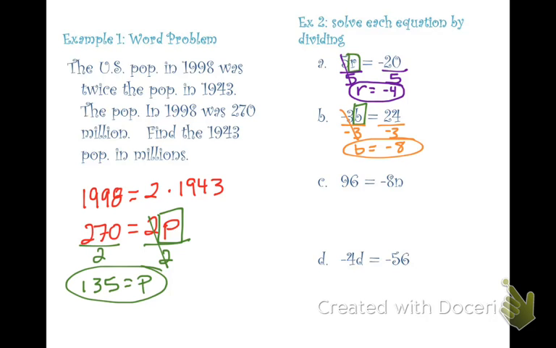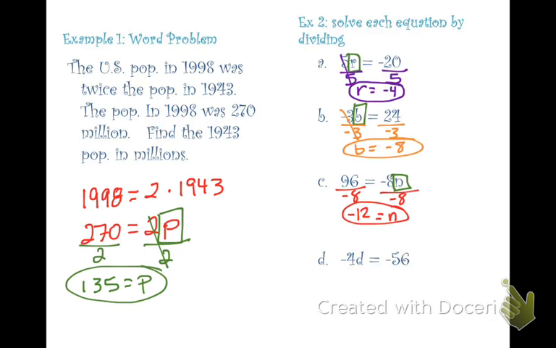C. Find the variable. That would be n. Negative 8 is multiplying that n, so we're going to do the opposite, which is divide by negative 8. So n equals 96 divided by negative 8, which is negative 12. There's your answer.